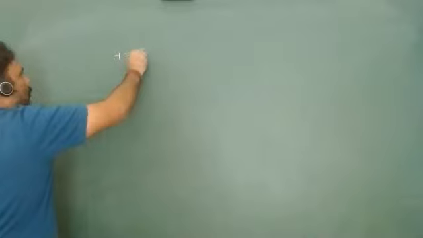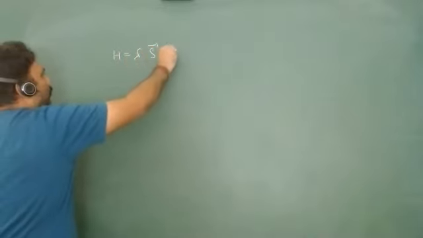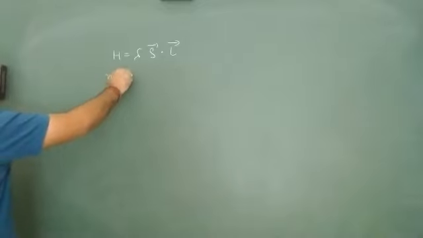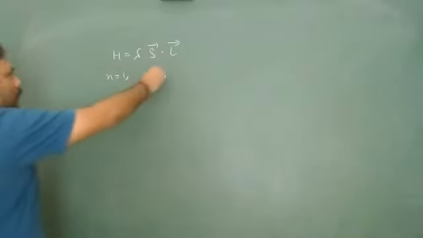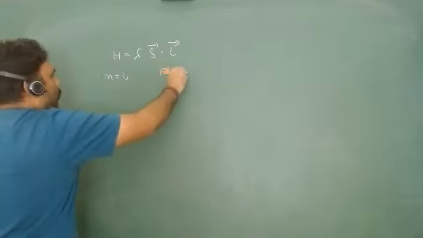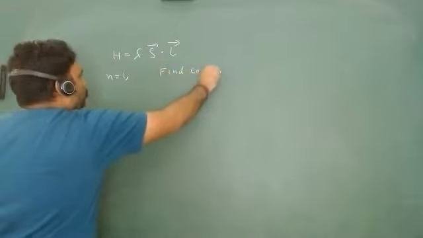So a hydrogen atom in the ground state is perturbed with a potential. Let's say this is lambda S dot L. You will do this also in the Zeeman effect and all other places. So lambda S dot L. For the ground state, n is equal to 1. Find the correction in energy. You can also do it for n equal to 2. Find the correction in energy.